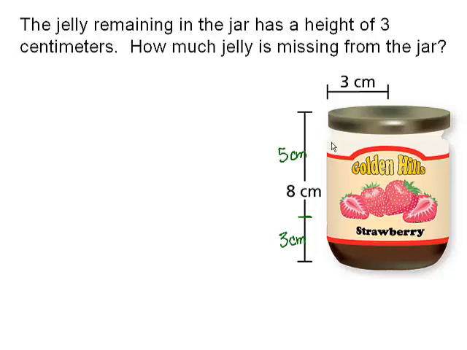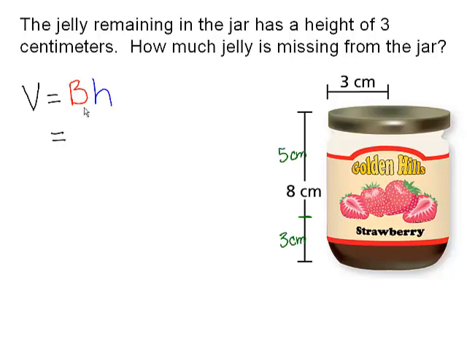So we can use our volume formula and find the volume of the jar that is empty. So let's start with the volume formula. We have the volume V is equal to the area of the base, B, times the height, H. So now let's substitute in our values from the jelly jar.